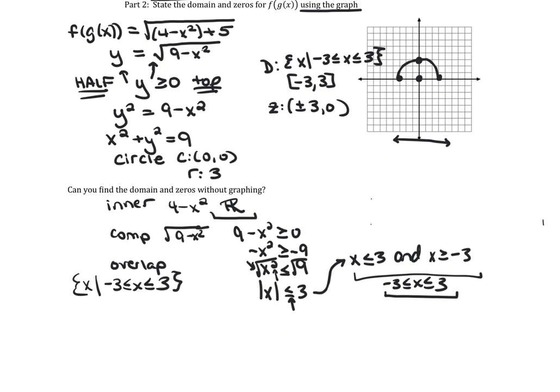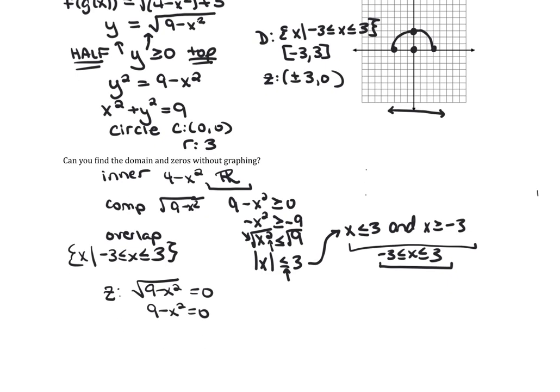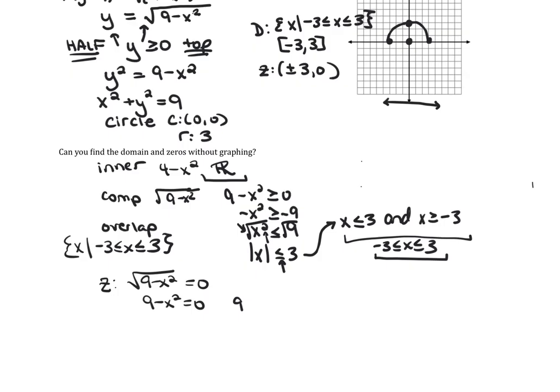And as for the zeros, that one's not as difficult. You take the composition, set it equal to 0, and solve. So if we square both sides to get rid of the square root, add x squared to the other side, and square root both sides. Technically, again, you need those absolute value bars, but we've been going just to plus or minus 3.